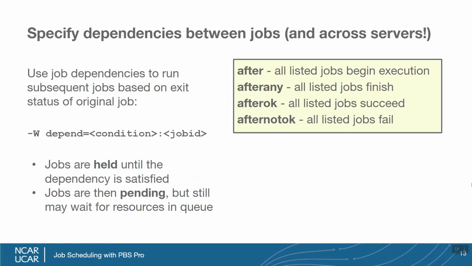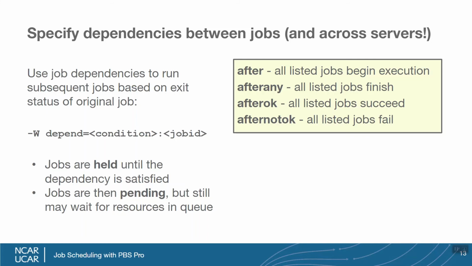So now that we've talked about peer scheduling a little bit, one really nice capability that's enabled by that is specifying dependencies between jobs, which can be done now across servers. So you can have dependencies that are purely on one system, or you can have dependencies across the servers.